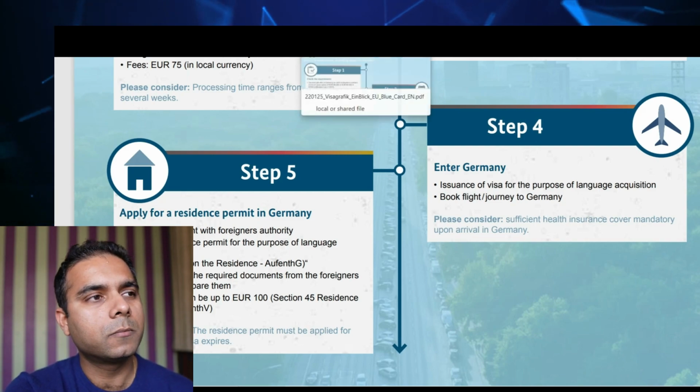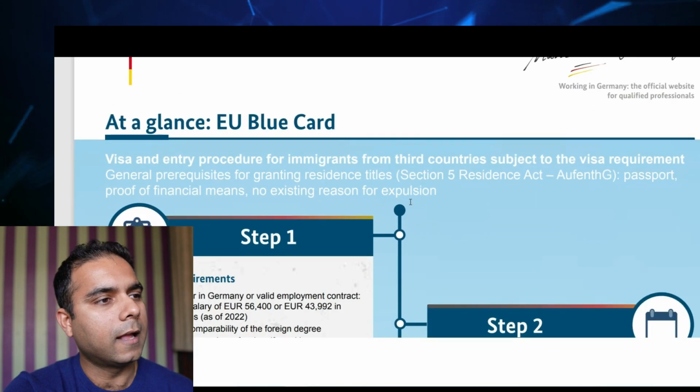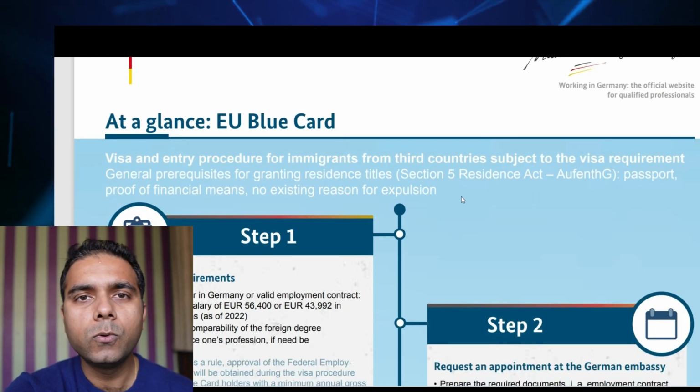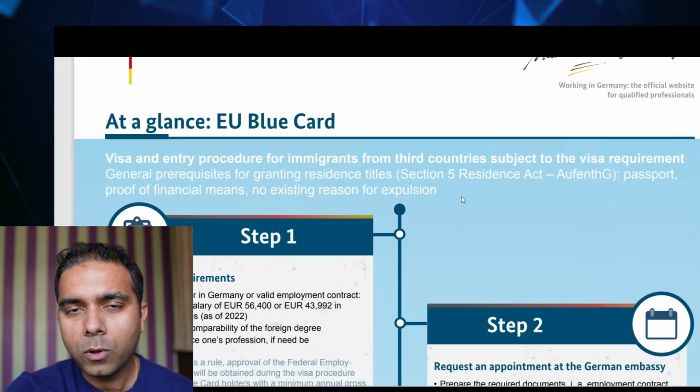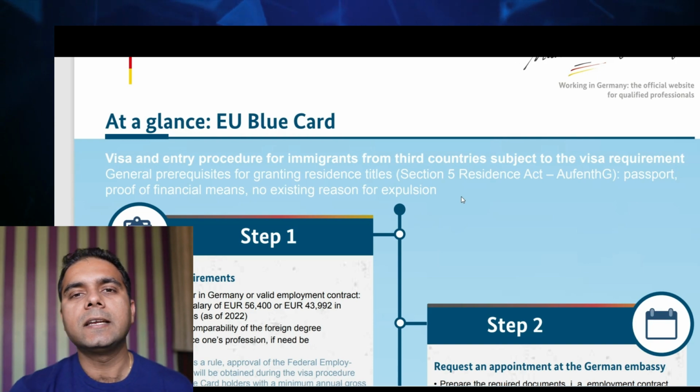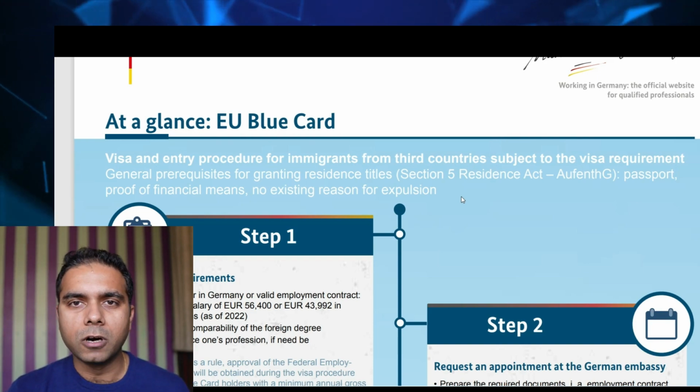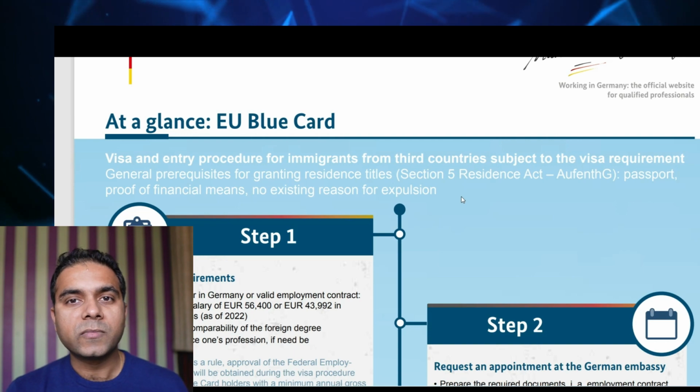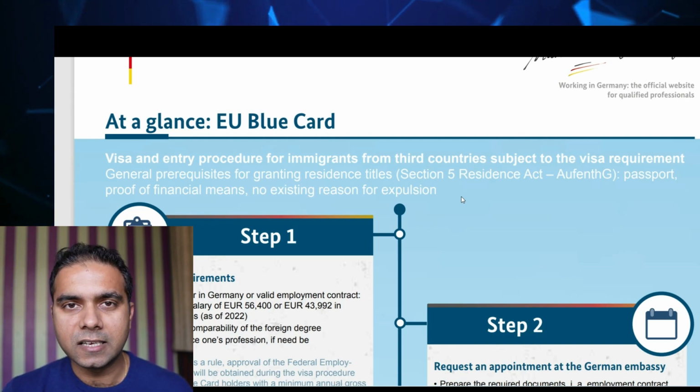Now let's talk about something else, that is the EU Blue Card. The EU Blue Card is basically the residence permit and the work permit. After you have that, this is basically an unlimited residence permit.